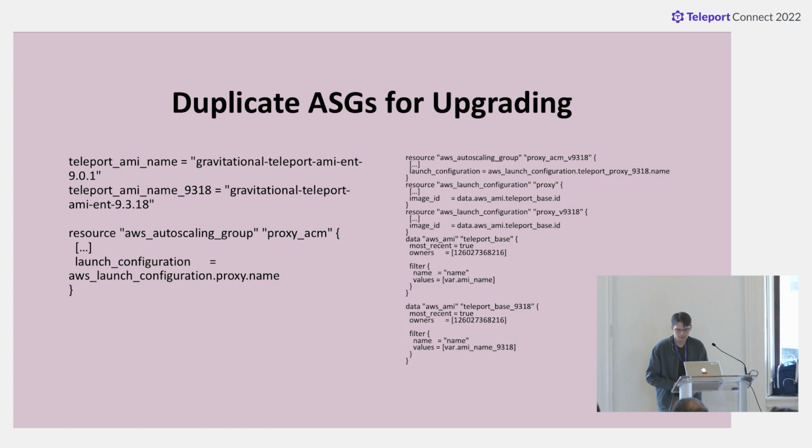So what I like to do is start by reducing my cluster down to a single auth instance and proxy instance. When upgrading teleport, I then go ahead and upgrade the cluster per the published instructions by installing the new binary. I then create a second launch config, associated auto-scaling group, and a secondary teleport AMI name variable that points to the upgraded version. Don't forget to add a secondary AWS AMI block.